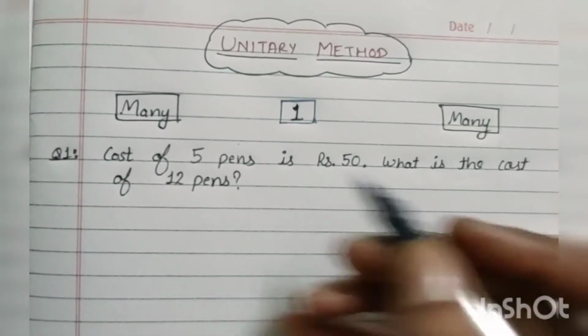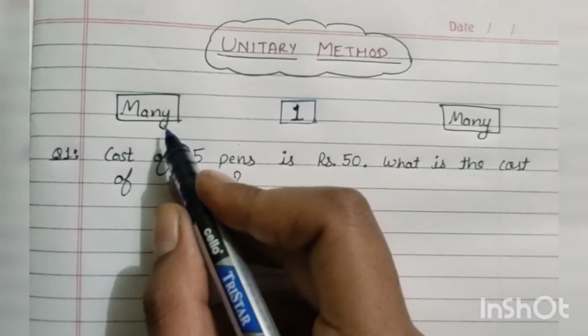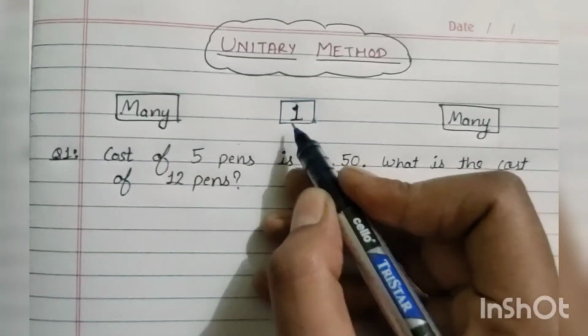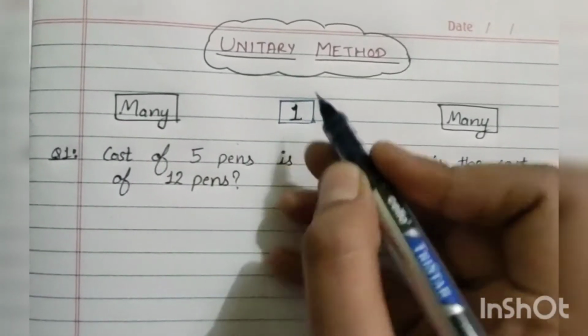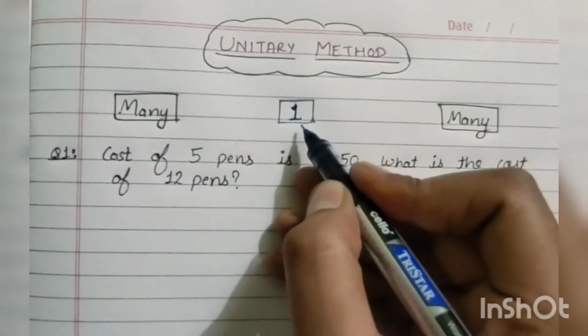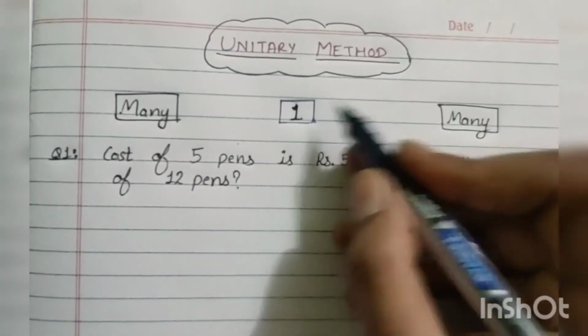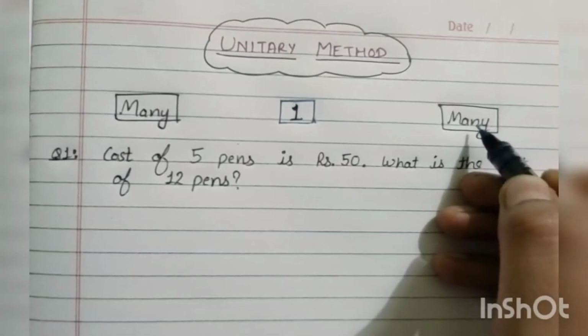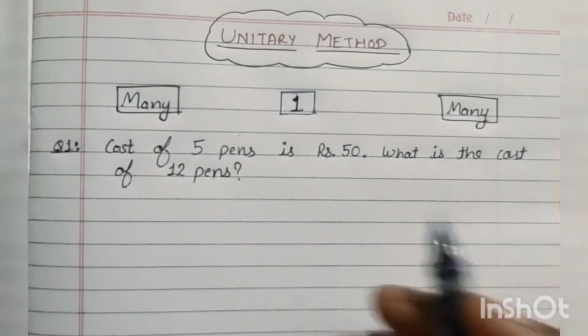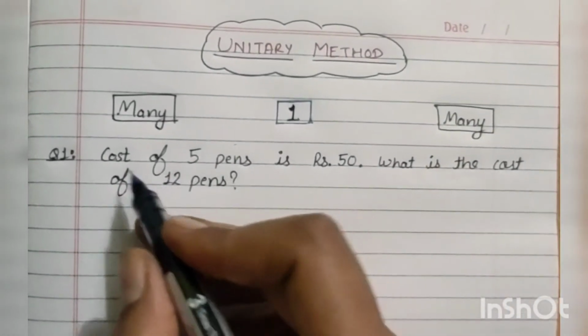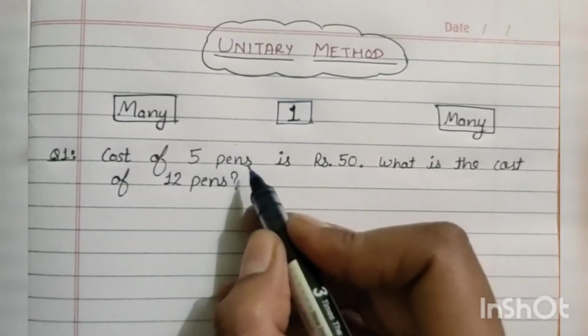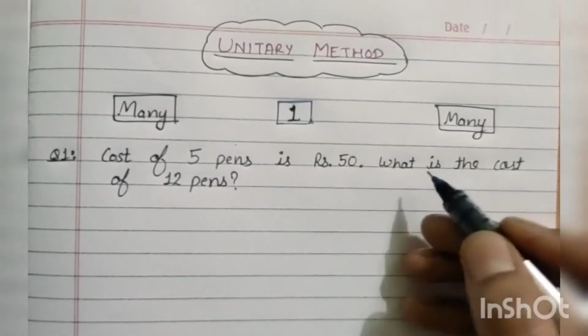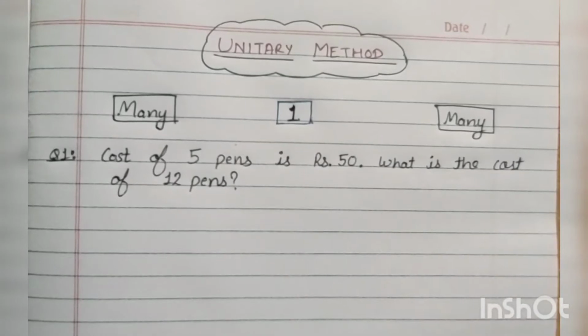So in this method we are given the value of many things. We will find the value of a unit object, and then we use this data to find out the value of many things. Let's understand it with an example. The cost of 5 pens is rupees 50. What is the cost of 12 pens?